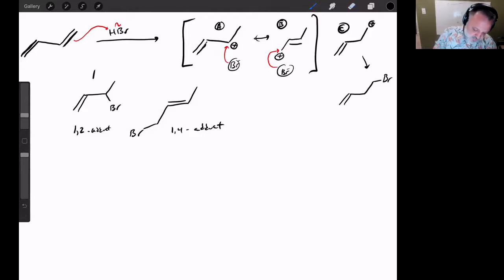When we have A, we get this product, and when bromine attacks B, we get this product. So this is the 1,2 adduct that leads from the product for A, and B is the 1,4 adduct. Now, we know from experiment that the 1,2 adduct is the primary product.